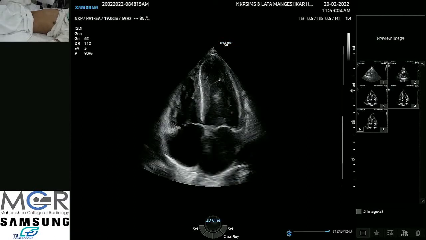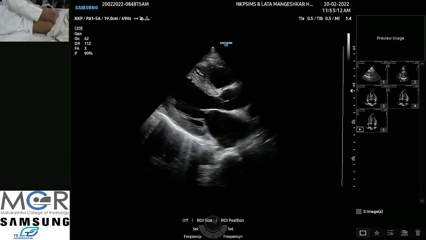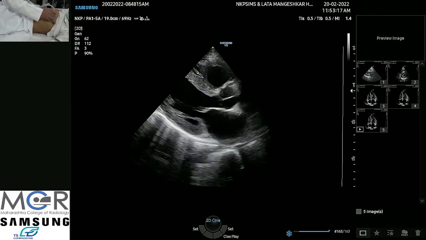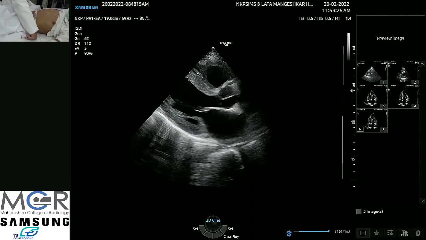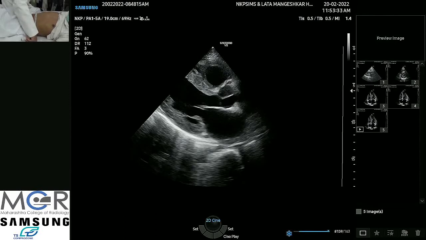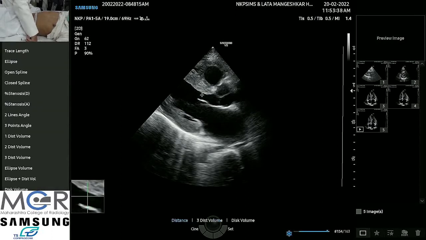So this is how you should try to take the measurements. I will just repeat again. In diastole, you can see the anterior mitral leaflet opens up and almost touches the septum. In restricted flow, this may not open properly. So here again, the measurement is to be taken from here to here.